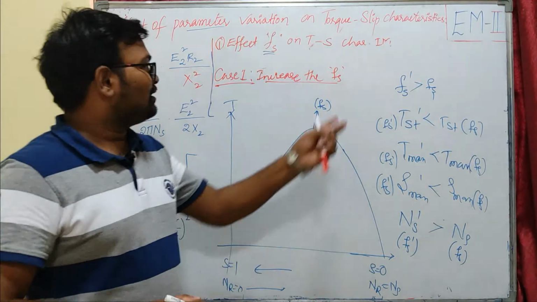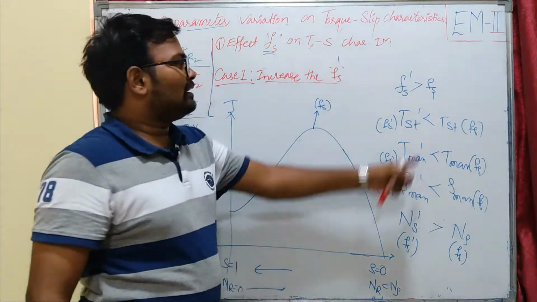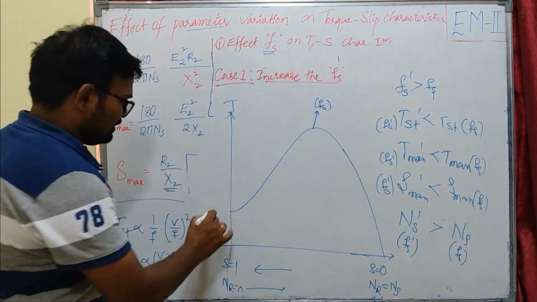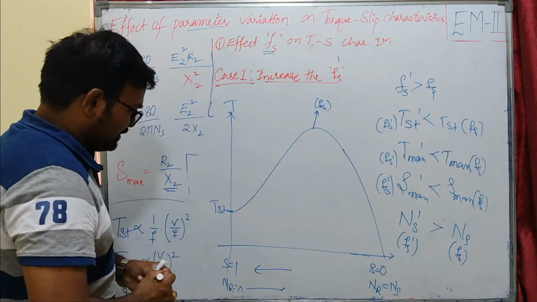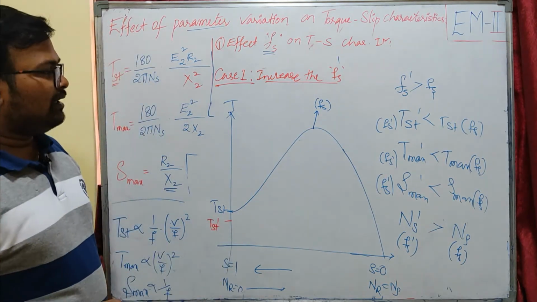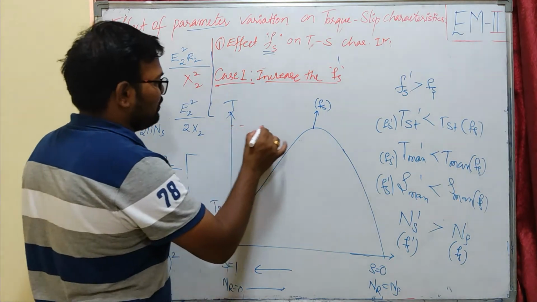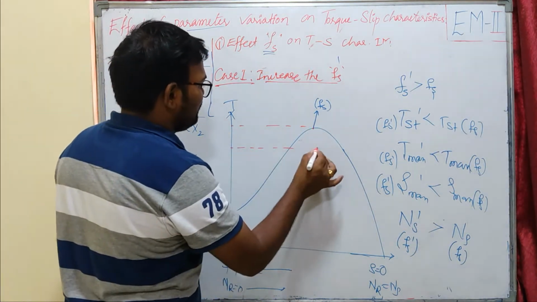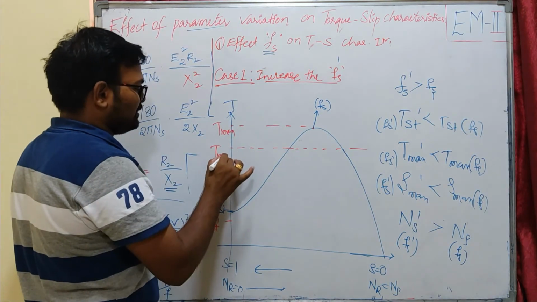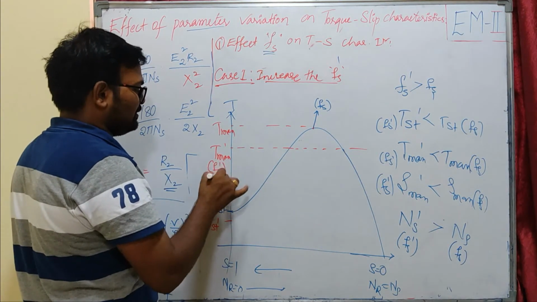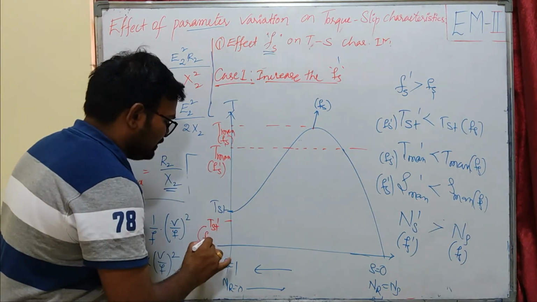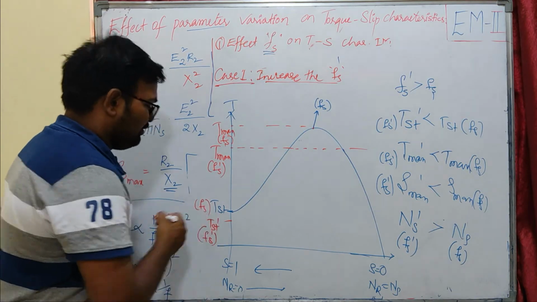Now I have increased the frequency to Fs dash, which is greater than Fs. Let us see the behavior of starting torque: it is reduced. Initially it was here, now it is reduced. This is my new starting torque with increase in frequency. And what is happening to maximum torque? Maximum torque is also reduced from the initial value. This is my new maximum torque line. This is the initial Tmax, and this is Tmax dash corresponding to Fs dash. Our maximum torque and starting torque are both reducing due to the increase in supply frequency.